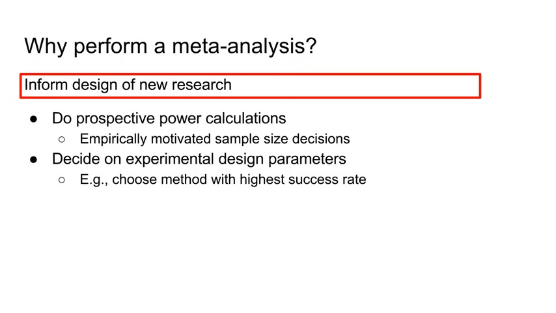a probability of 80%. We can also use meta-analyses to make experimental design choices, for instance, choosing the method that has led to the highest effect sizes previously.